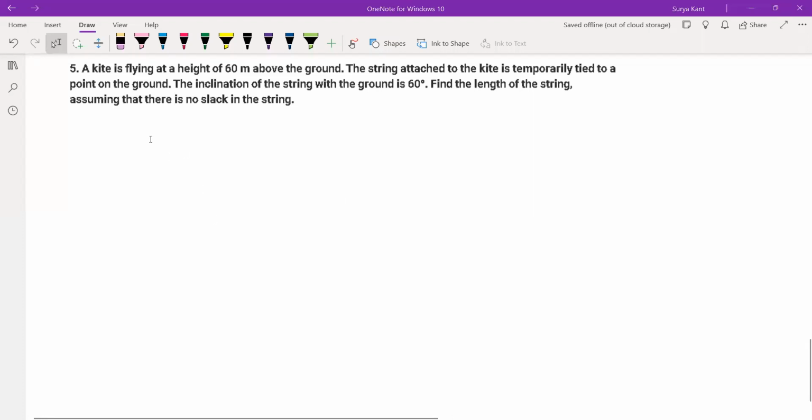So first you draw the kite and where the string is attached, and try to understand over here. So where is the kite? Where is the string over here? The height of the kite is always straight. Okay, so see this diagram over here.